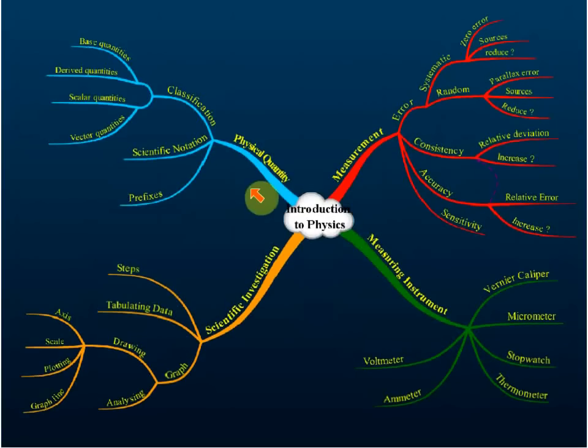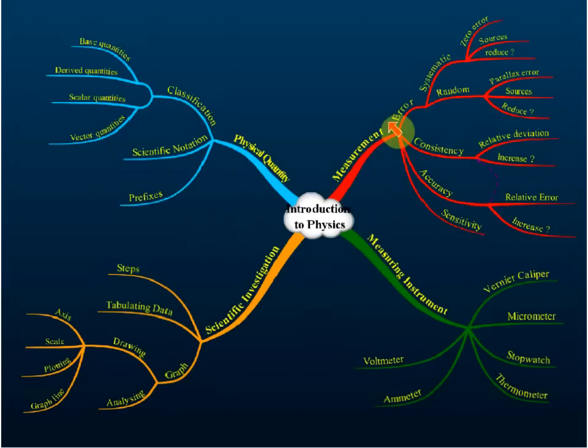Okay, now the first chapter is introduction to physics. From here you can see that this is also a very big topic. So what are we going to discuss this month? Maybe some of it, like measuring instruments or scientific investigations, we need to bring forward to February.